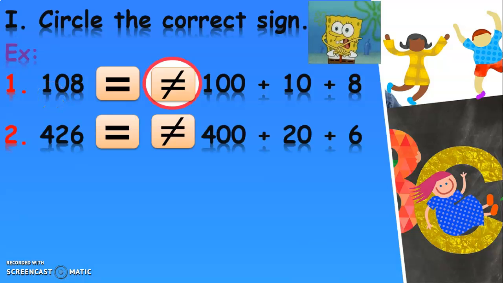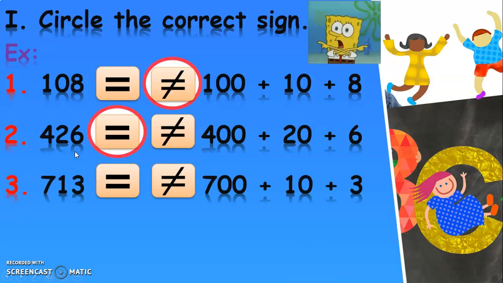For number 2, 426, is it equal or unequal to 400 plus 20 plus 6? Let's try to solve for this expanded form. 400 plus 20 plus 6 is also equal to 426. So the sign is equal.